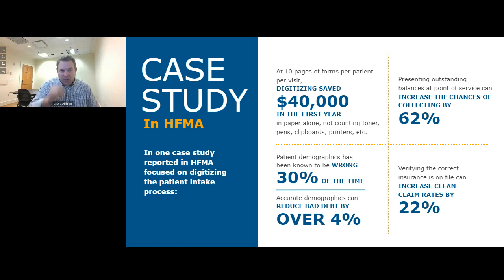Just to prove this point a little bit further, there's a case study that was presented by HFMA a number of years ago, in the sense that at 10 pages of forms per patient, per visit, digitizing saved them, just in the first year alone, $40,000. Patient demographics having been known to be wrong at the time, over 30%. Accurate demographics can reduce bad debt by 4%.